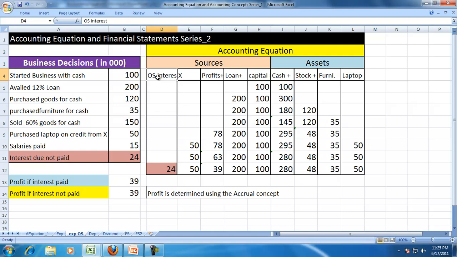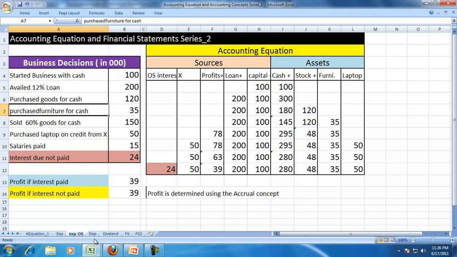There's a new item called outstanding interest, so the expense is reduced from the profit. Since the expense is not paid, it is shown as a liability. We also saw that whether paid or not paid, the profit is the same. So profit is determined on the basis of the accrual concept. In this session we would like to discuss depreciation. For example, here we have not considered depreciation on the furniture.